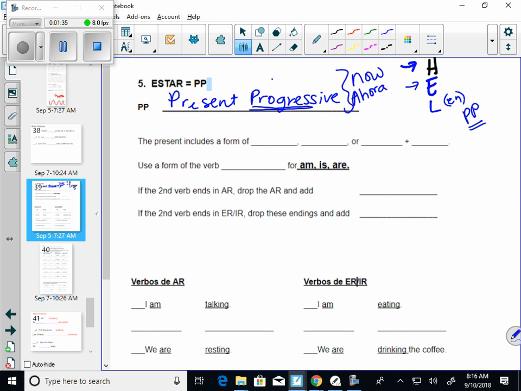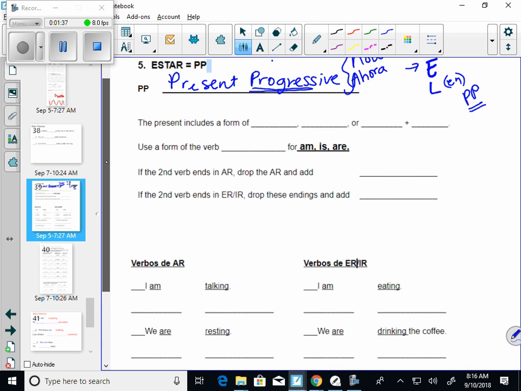So in class, first of all, as always, we'll talk about this in English, and then we'll flip over to Español. In English, the present progressive includes a form of am, is, or are, plus ing. Basically, it just tells you what's happening now. Like, I am talking, you are listening, he is writing. What's going on right now? So you have an am, an is, or an are, plus ing.